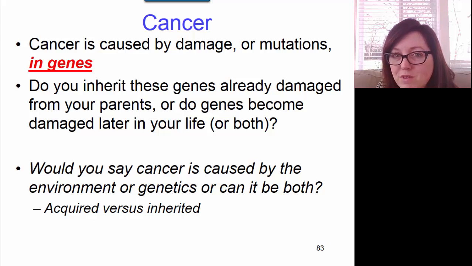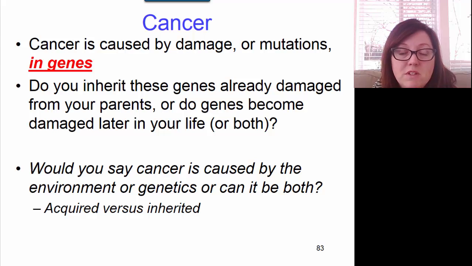If you said both, you're correct. So both can happen, right? Sometimes we do inherit damaged genes. Sometimes we acquire damage to our genes. So both can lead to cancer, right? So would you say cancer is caused by the environment or genetics, or can it be both? And again, the answer is both.